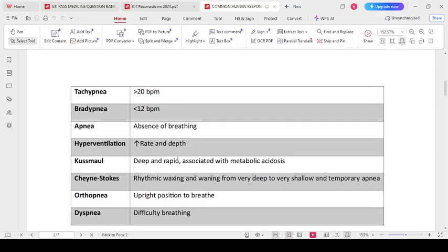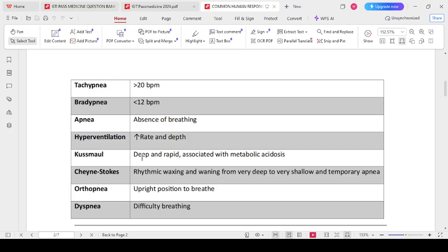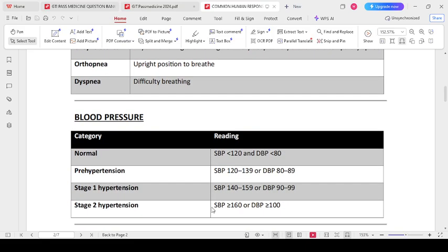There are a few patterns of respiration, like Kussmaul, it means deep and rapid, associated with metabolic acidosis. And Cheyne-Stokes breathing means rhythmic waxing and waning from very deep to very shallow and temporary apnea. Orthopnea means upright position to breathe, which is very common in heart failure. Dyspnea means difficulty breathing, like in many lung diseases and heart diseases.